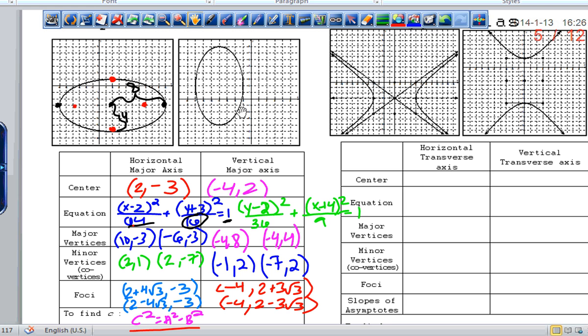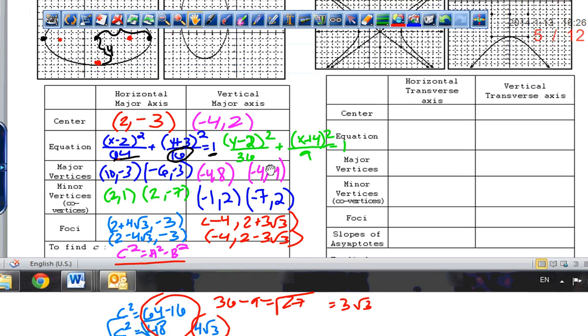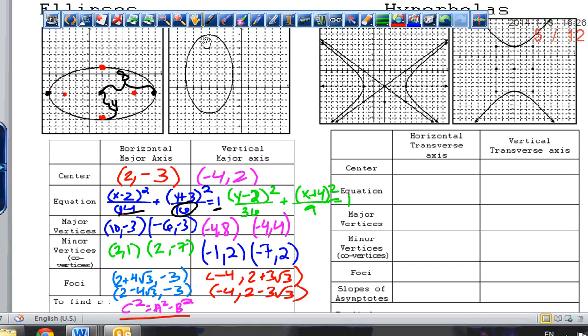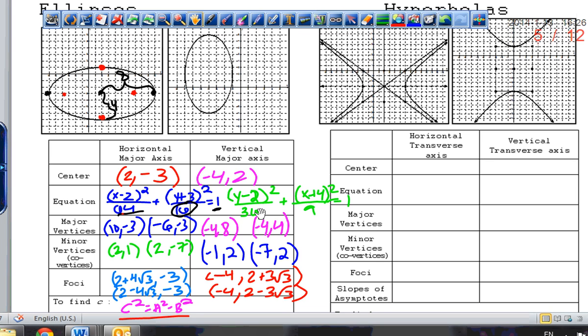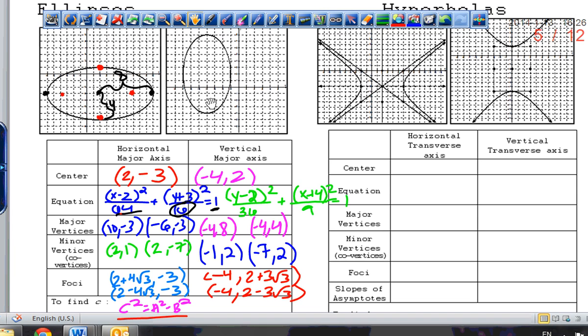Our foci, we're going to do 36 minus 9, which is 27. And so then the square root of 27 is 3 root 3. So we add that to the y values because it's vertical. Last thing, I guess I didn't talk about y, it's 36. Well, from our center, we go up 6, down 6. So 6 squared is 36. To right and to the left is 3 each. So 3 squared is 9.